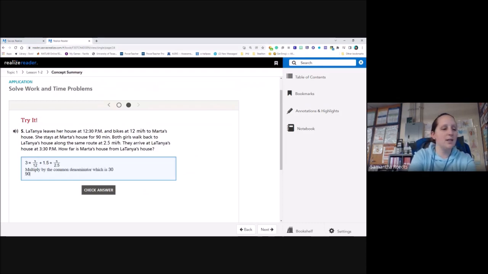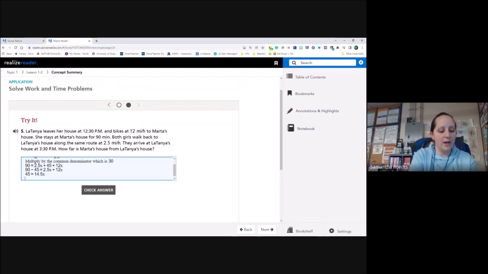3 times 30 is 90, equals 2.5x plus 30 times 1.5, which is 45, plus X divided by 2.5 times 30, which is 12x. So 90 minus 45 equals 2.5x plus 12x. That gives me 45 equals 14.5x. Then I'm going to divide both sides by 14.5.